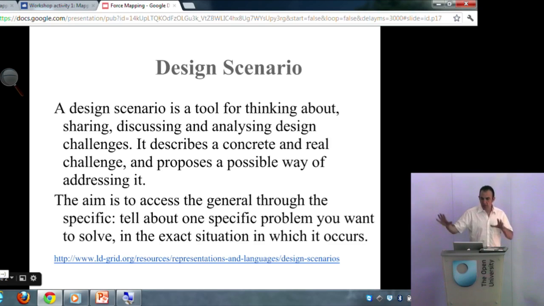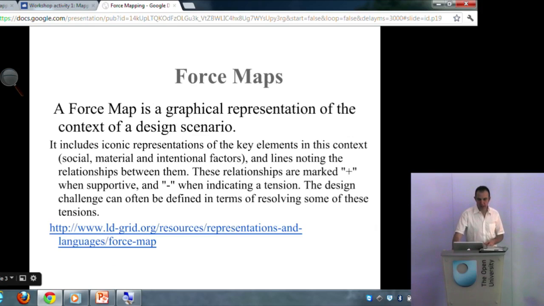But first, the context of this exercise is what I call a design scenario, which is slightly different than what Katerina meant by scenario, I think, because my design scenario is a way of thinking forward and describing a learning challenge and one possible way of addressing that challenge. And within the design scenario framework, a force map is a tool that I've used to represent the context. So the idea is to give a graphical representation of the different forces that define the problem space.